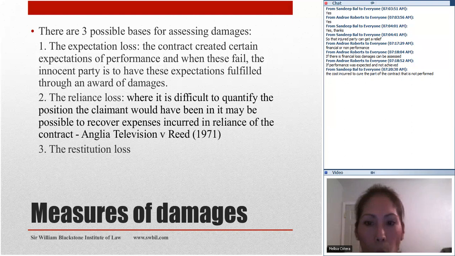In Watts versus Morrow, Mr. and Mrs. Watts engaged Morrow, a surveyor, to survey a house that they were interested in buying. They made it clear that they wanted a trouble-free house. However, Morrow negligently surveyed the house. Mr. and Mrs. Watts, relying on Morrow's survey, bought the house for £177,500.